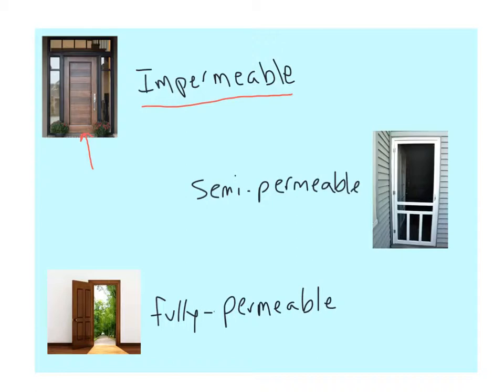People can't get through there. Bugs cannot get through there. Nothing can get through there. That's what's called impermeable. Now, if we remember, our cell membranes are what's called semi-permeable or selectively permeable.